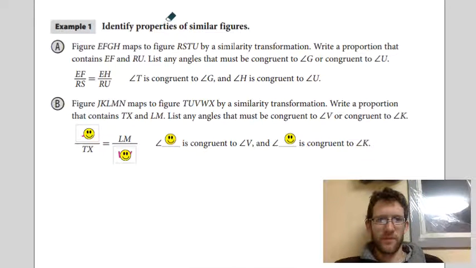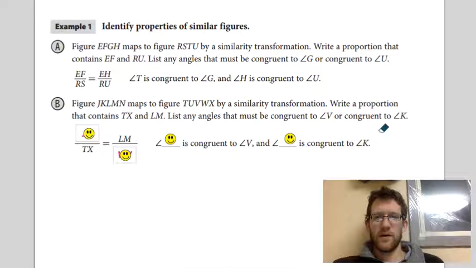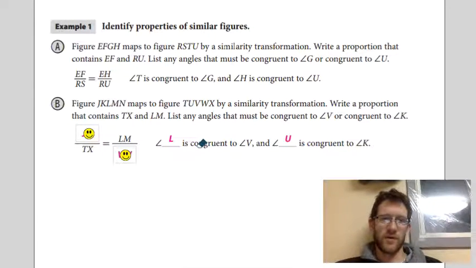Okay, we'll do a sample problem. We'll do B here. Figure JKLMN maps to figure TUVWX by a similarity transformation. Write a proportion that contains TX and LM. List any angles that must be congruent to angle V or congruent to angle K. Well, we can figure out what's congruent to angle V. If they're similar, the corresponding angle will be congruent. So what's the corresponding angle to angle V? That would be angle L. What corresponds with angle K? That's angle U. So that's pretty doable.